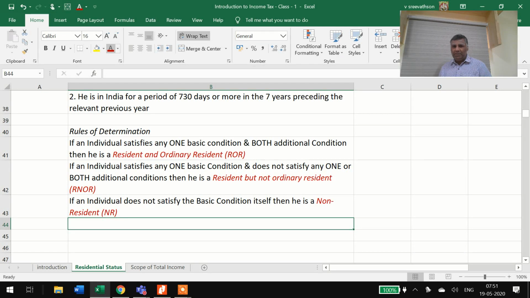If an individual does not satisfy the basic condition itself, then he is a non-resident, NR. Patiently read through.